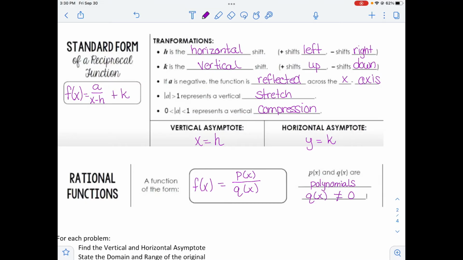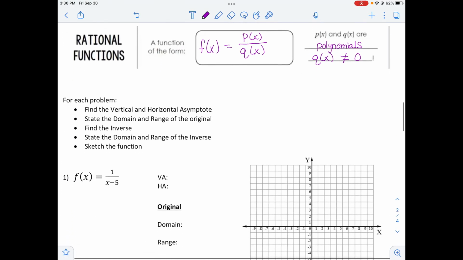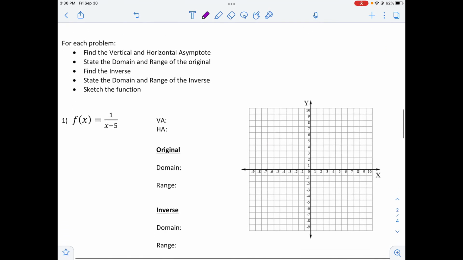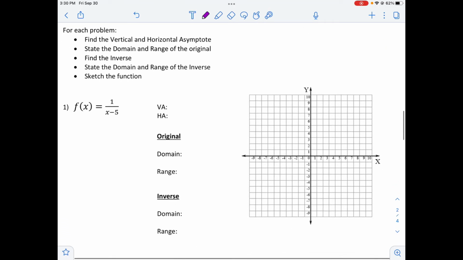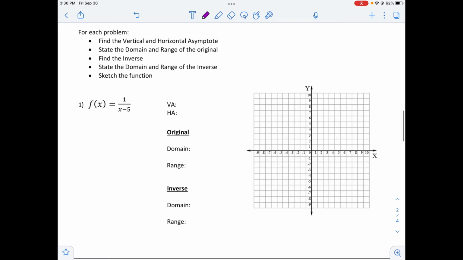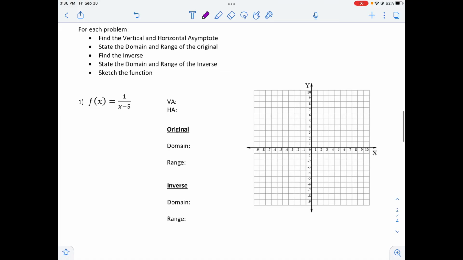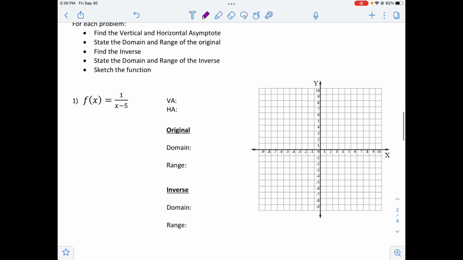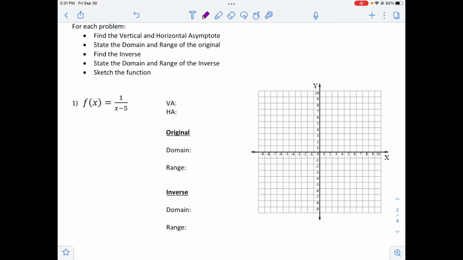So we're going to talk about how to look at them and sketch, find vertical and horizontal asymptotes, and find the domain and range. We're going to talk about the inverse and sketch just the original. We're not going to sketch the inverse, but we're going to sketch the original and talk about the domain and range. So you'll start seeing, hopefully, how these connect with everything we've done before.